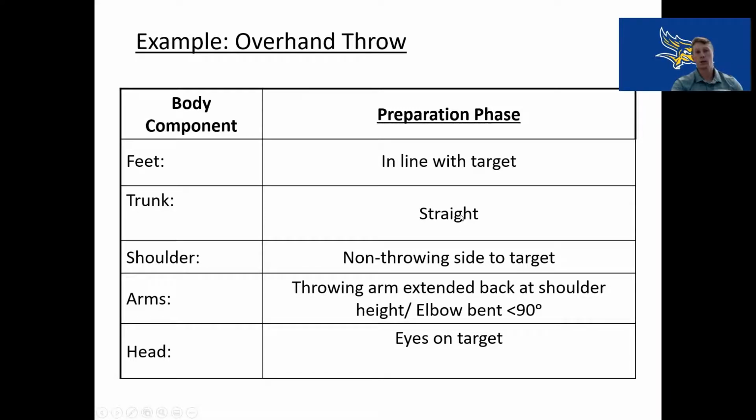Okay, we can't have too much extension. We can't have too much flexion. We can't have too much side bending. We need to have a straight trunk. The shoulder on the non-throwing side has to be pointed towards the target during the preparation of a throw. If that front shoulder has already moved away from the target, the chances of an accurate or effective throw go down. Okay, the arm has to be extended.